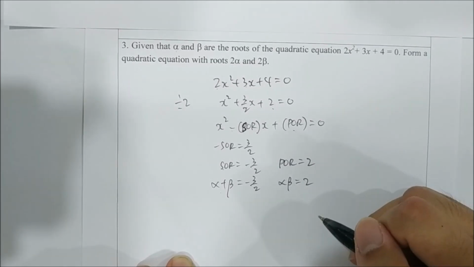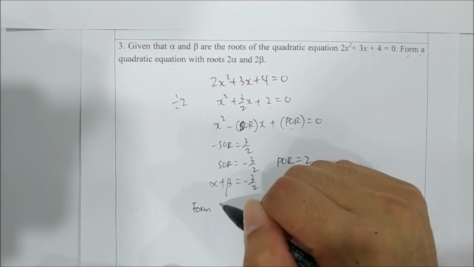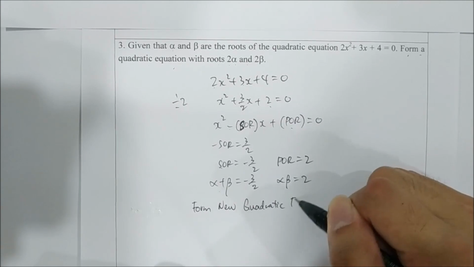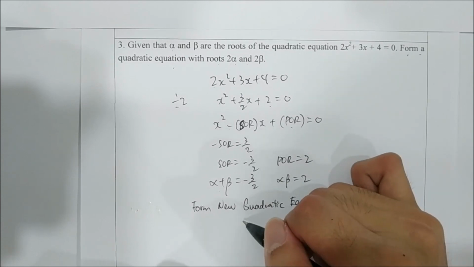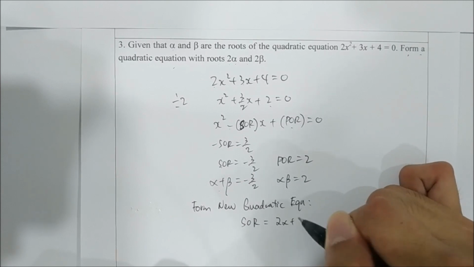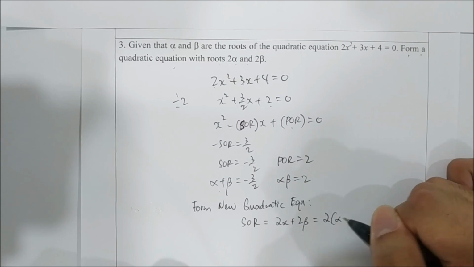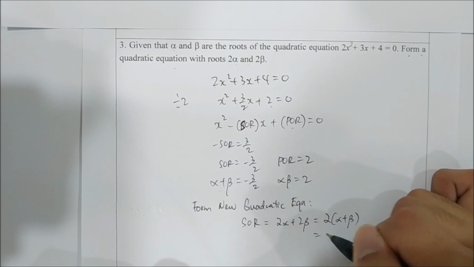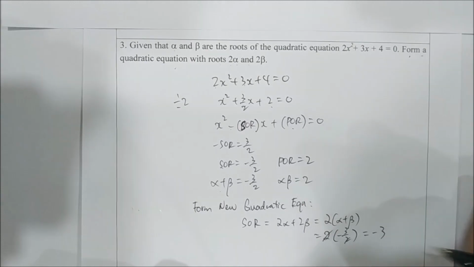After we form this, we try to form the new quadratic equation. For the new quadratic equation, the roots are 2 alpha and 2 beta, so the sum of roots for the new equation will be 2 alpha plus 2 beta. If we factorize the 2, you get 2 times alpha plus beta. So given here, alpha plus beta is negative 3 over 2, so it is actually equal to 2 times negative 3 over 2. 2 and 2 cancel, you get negative 3.